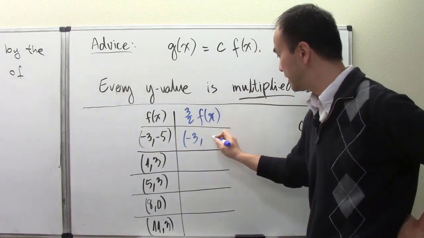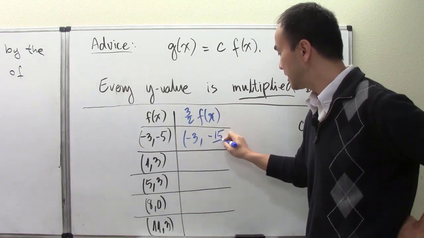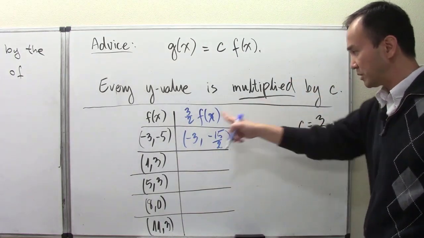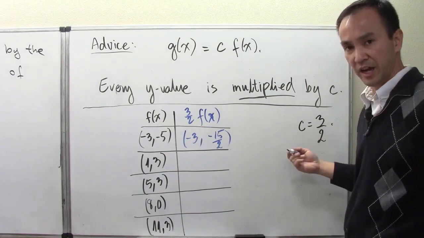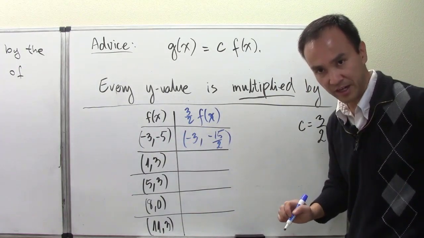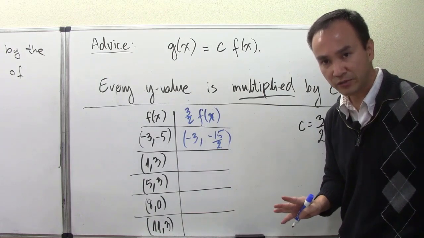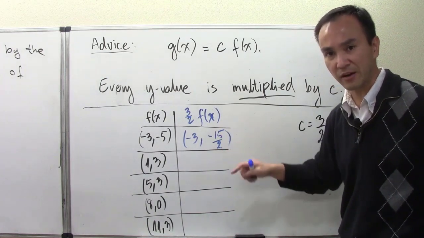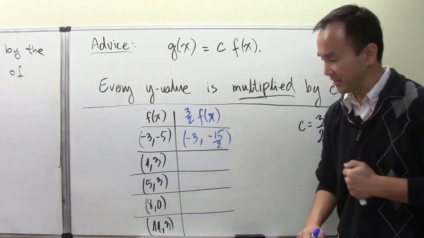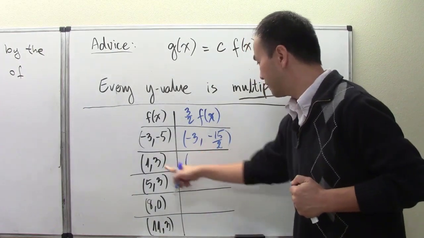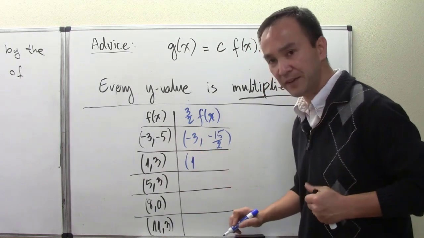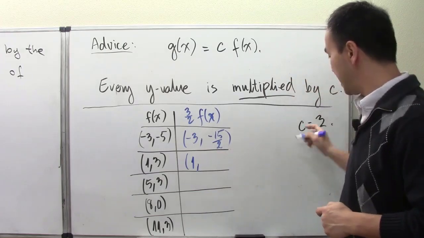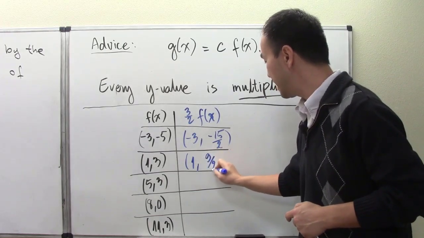Now it becomes -15/2. That's how it's done. 3/2 multiplied with -5 gives me -15/2. I hope for this class nobody needs extra explanation about how that arithmetic came out. Now for this pair right here, 1 is the x value, stays the same. 3 times 3/2 gives me 9/2.